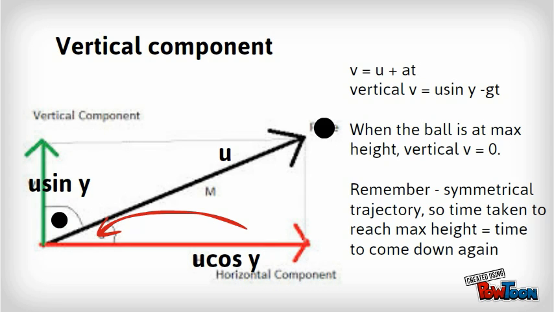And again, the horizontal component will be unaffected by gravity, so the horizontal component of the initial velocity will be u cos θ, and all you do to find the distance is multiply the velocity by the time, so it's u cos θ multiplied by time. And that's the end of part 3.